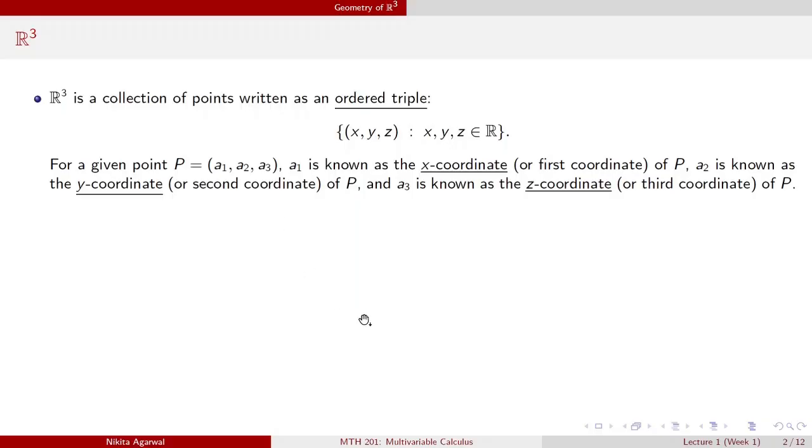So for every given point you have an x coordinate, y coordinate, z coordinate, and they are determined by the respective entries in the representation of the point.